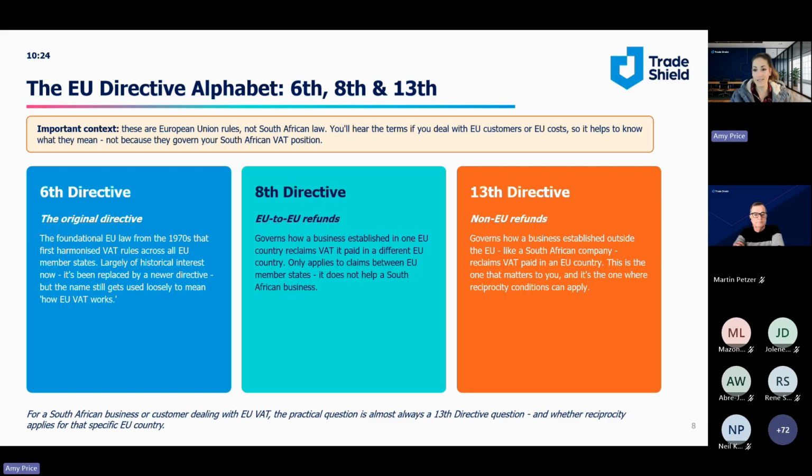And it's not just South Africa, as I said. If you're a US country trading in the EU, or if you're an Australian company trading into the EU, then those are the different rules that apply.